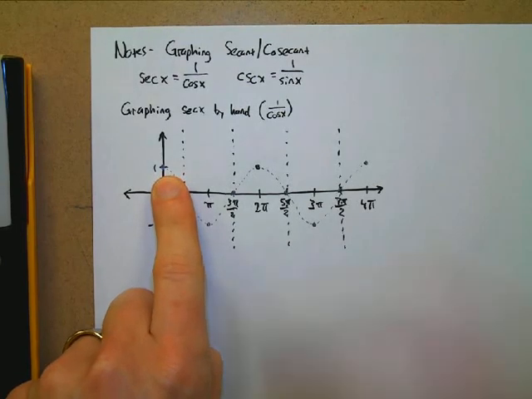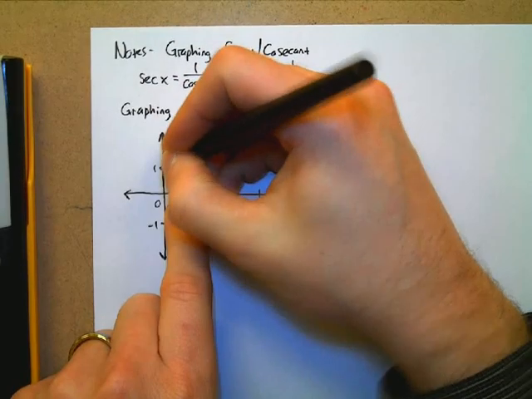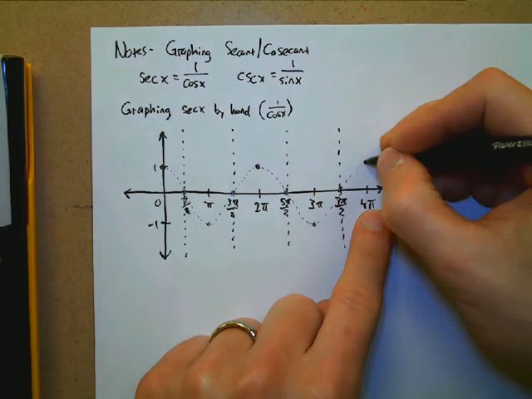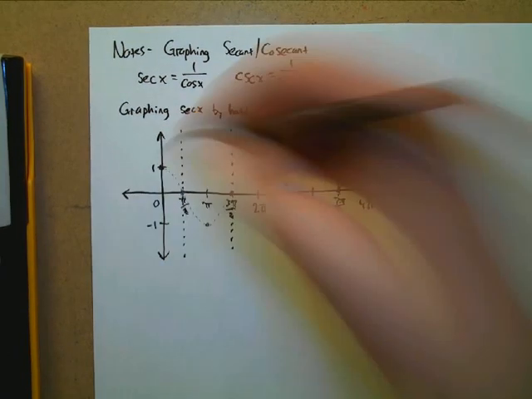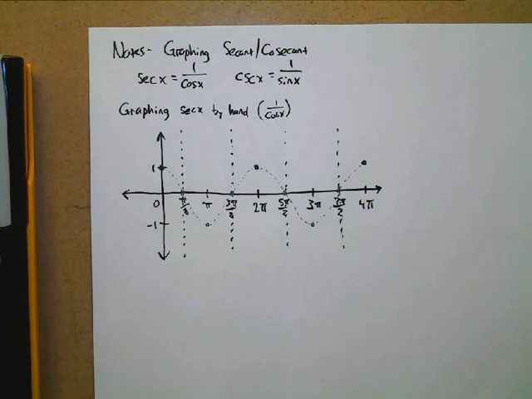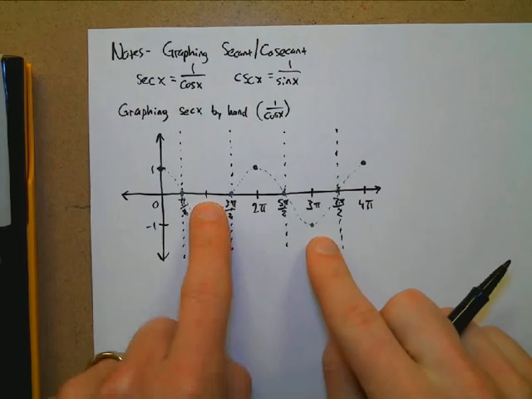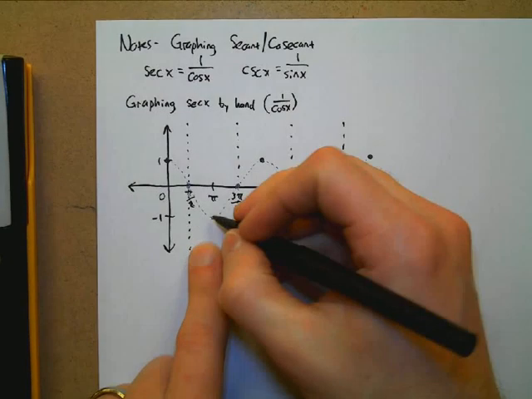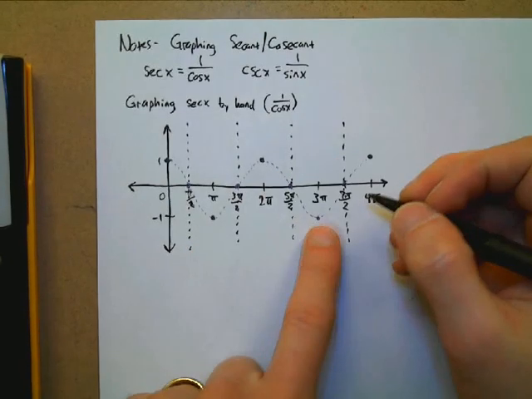We can go down to the negatives. Cosine of pi is negative 1. What's the reciprocal of negative 1? Negative 1. And then at 3 pi, cosine of 3 pi is negative 1, but again, the reciprocal of that is still going to be negative 1. So you've got some points now.